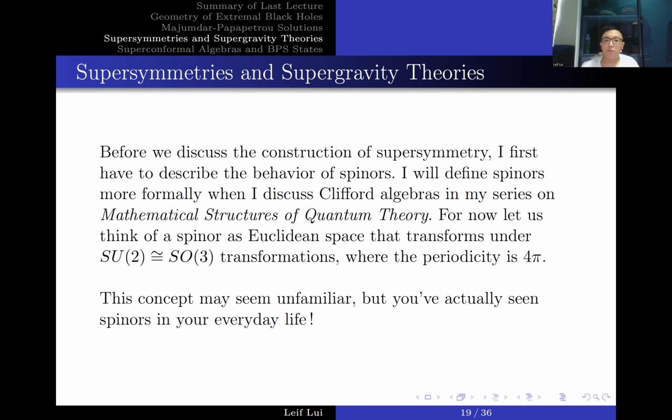theory. So before we discuss constructions of supersymmetry, I first have to describe the behavior of spinors. I will define a spinor more formally when I discuss Clifford algebras in my series on mathematical structures of quantum theory. But for now, let us think of a spinor as a Euclidean space that transforms under SU(2) transformations where the periodicity is 4 pi. This concept may seem unfamiliar to you, but you've actually seen it in life before. When I was at a party in undergrad, a math or physics friend challenged me to do something. Basically, I can show you.